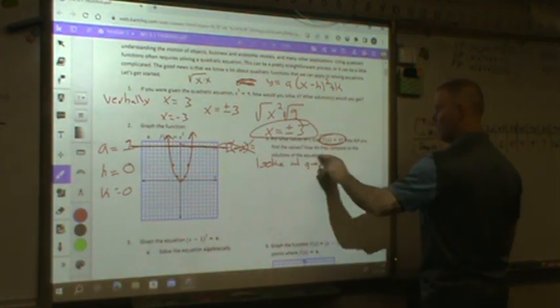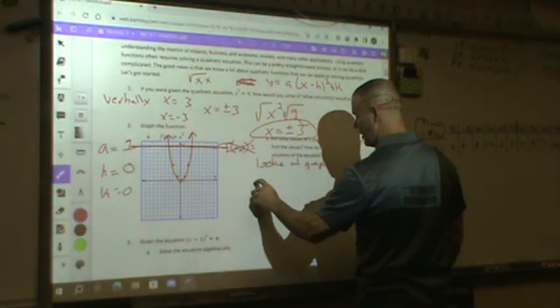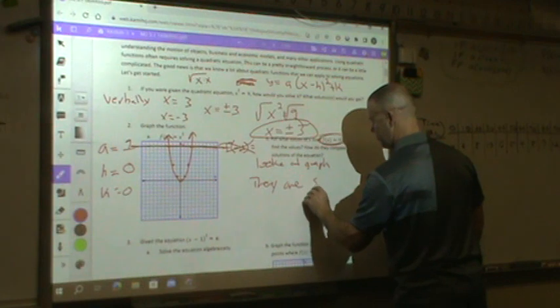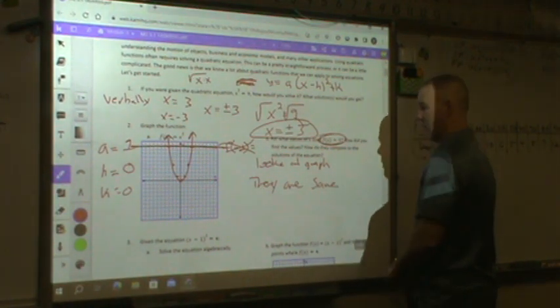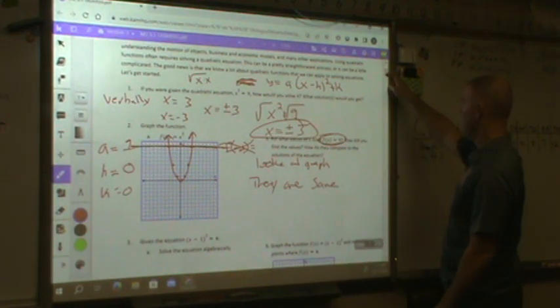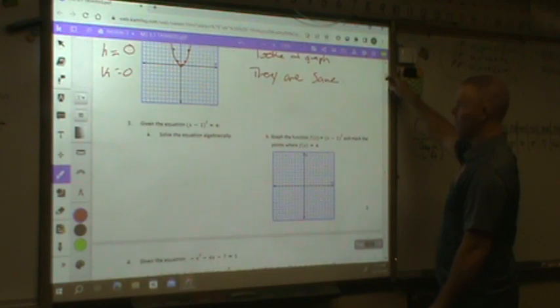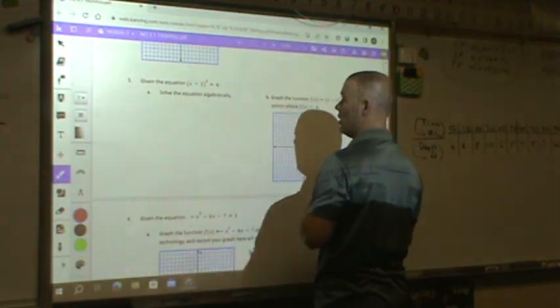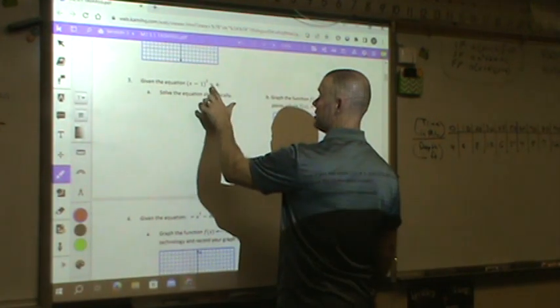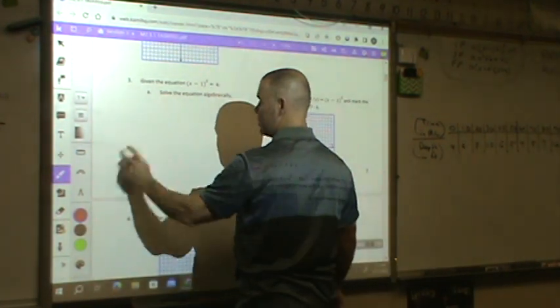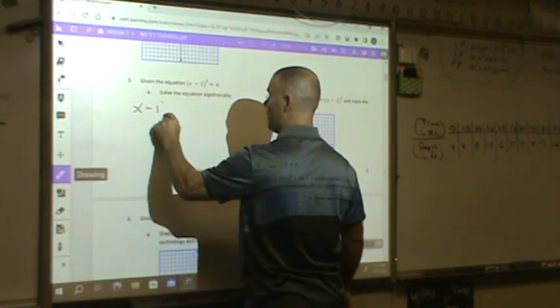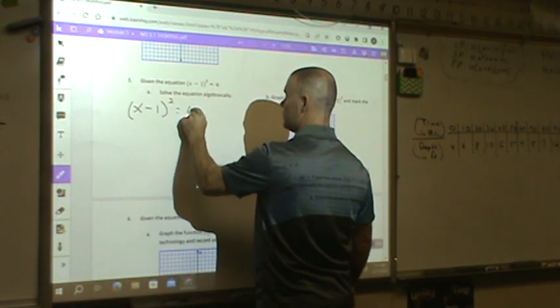How do they compare to the solutions of the equation? They're the same. I'm doing this pretty quick because this is a video. So number 3, we want to solve this algebraically. It looks very similar to a, h, and k, but it's not, because this equals 4. So first thing I'm going to do is rewrite the equation: x minus 1 squared equals 4.